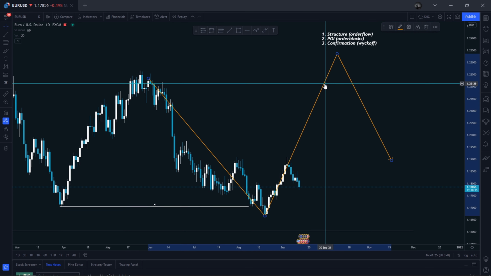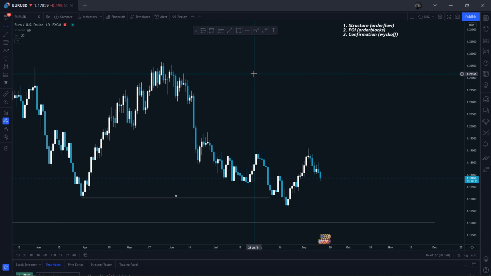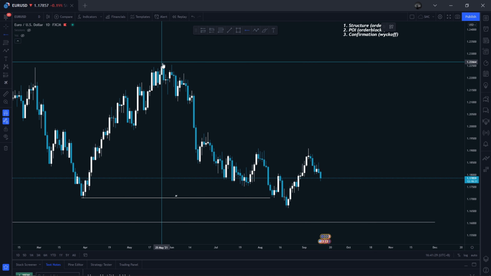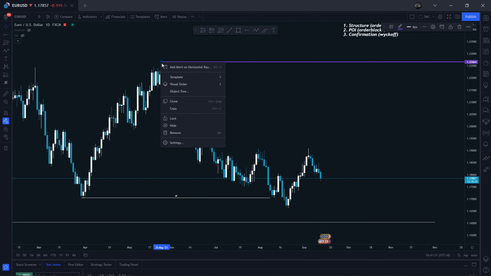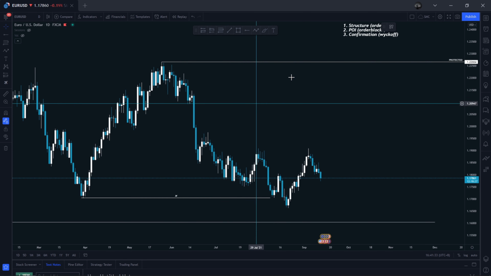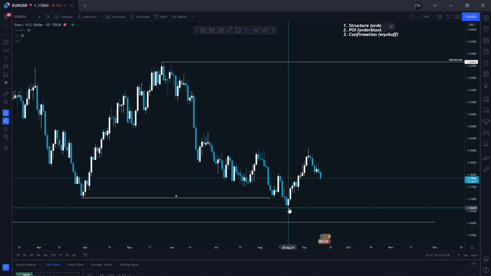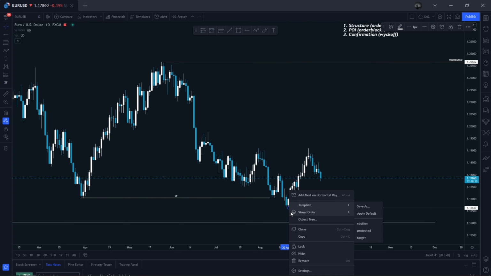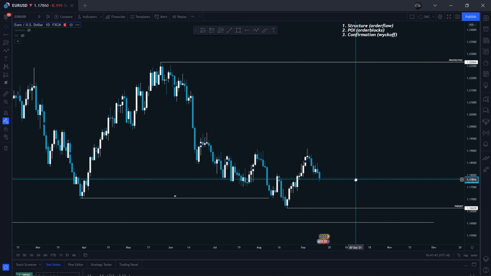So basically, I don't know, maybe some of you know about protected highs and protected lows. I'm just gonna mention it because I'm getting confused. So basically, this is a protected high. Then basically, so yeah, this is the protected high, and this is the target.